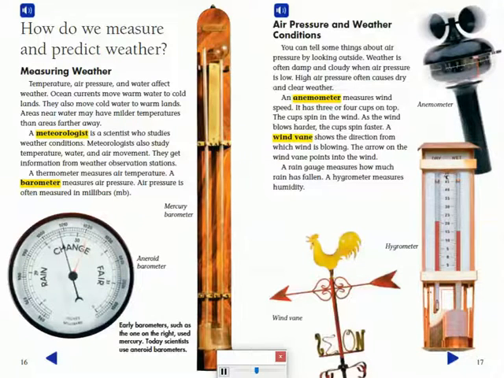A meteorologist is a scientist who studies weather conditions. Meteorologists also study temperature, water, and air movement. They get information from weather observation stations. A thermometer measures air temperature. A barometer measures air pressure. Air pressure is often measured in millibars or MB.